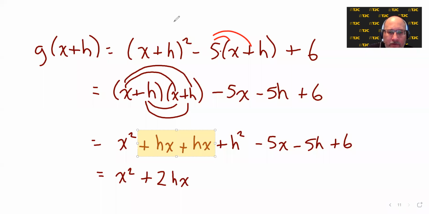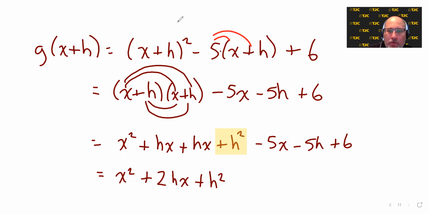Okay. Let's go to the next term and find its like terms. H squared. That's the only h squared around. So plus h squared. In fact, the rest of the terms don't have any like terms to combine with. This is the only x term. This is the only h term. This is the only constant term.